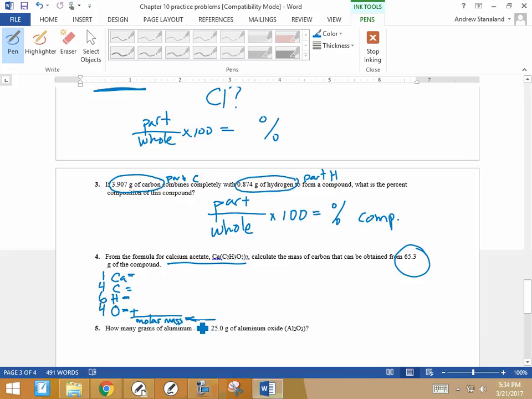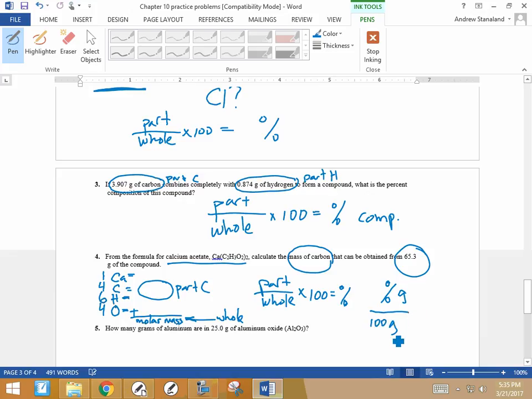What percent is carbon? Well, take this number that you calculate as the part. It'll be this number right here, and this is the whole. Just put your part over your whole times 100, and you'll get a percent. Once you get that percent, all you need to do is take that percent in grams. You're assuming 100 grams of calcium acetate.